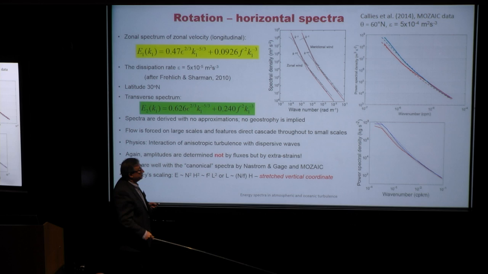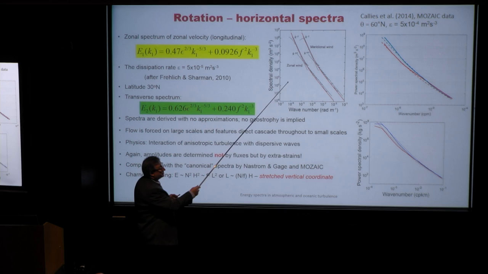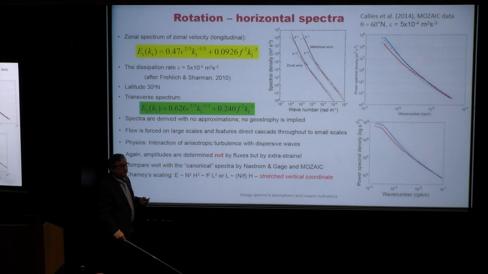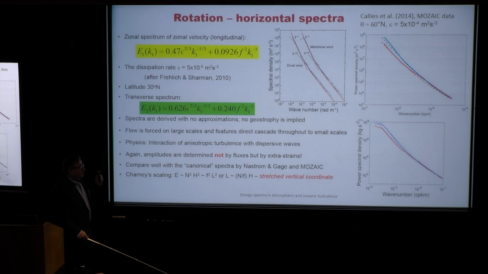From the theory, we can see that it's a direct cascade on these scales and also a direct cascade on large scales. So it will be quite significantly in conflict with the theory of just two-dimensional turbulence. But I will talk about it later.